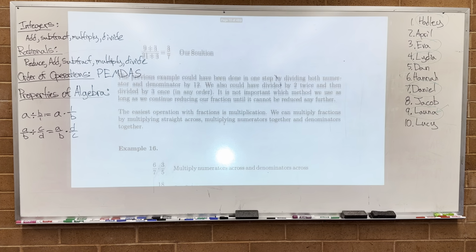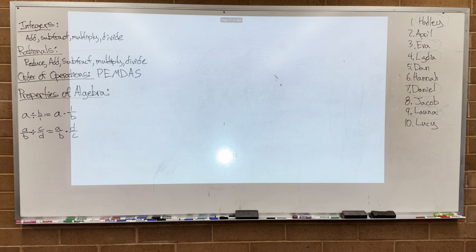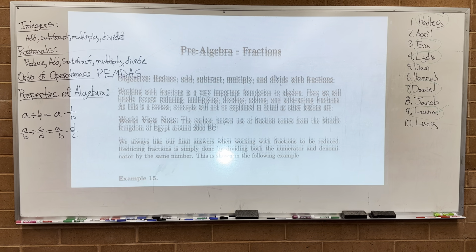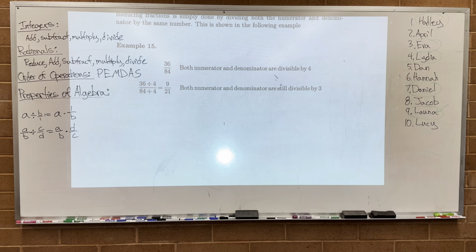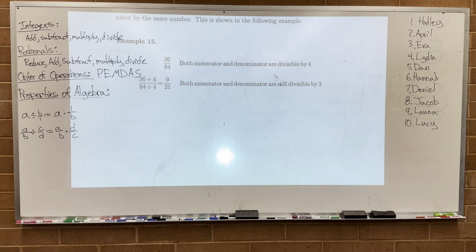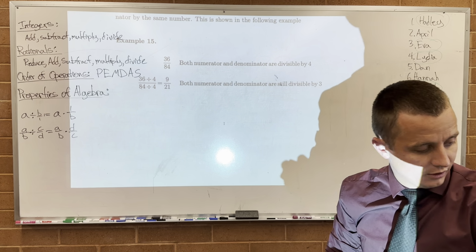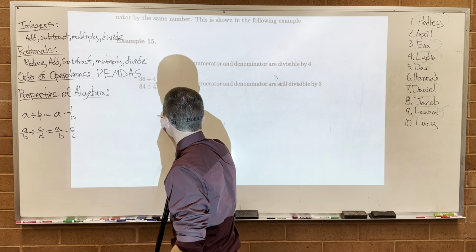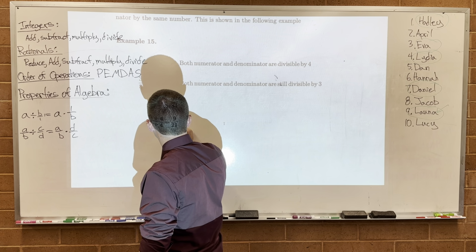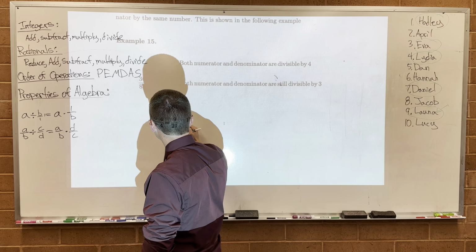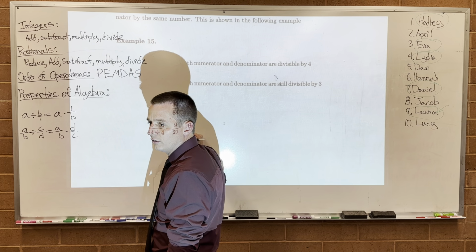Did I already go to them? Is this from the last section? Pre-algebra, reduce, multiply, blah, blah, blah. Okay, so they say let's start by reducing 36 over 84. We can kind of ignore what they have and just think about it. 36 over 84. We're looking for things that go into both of those.